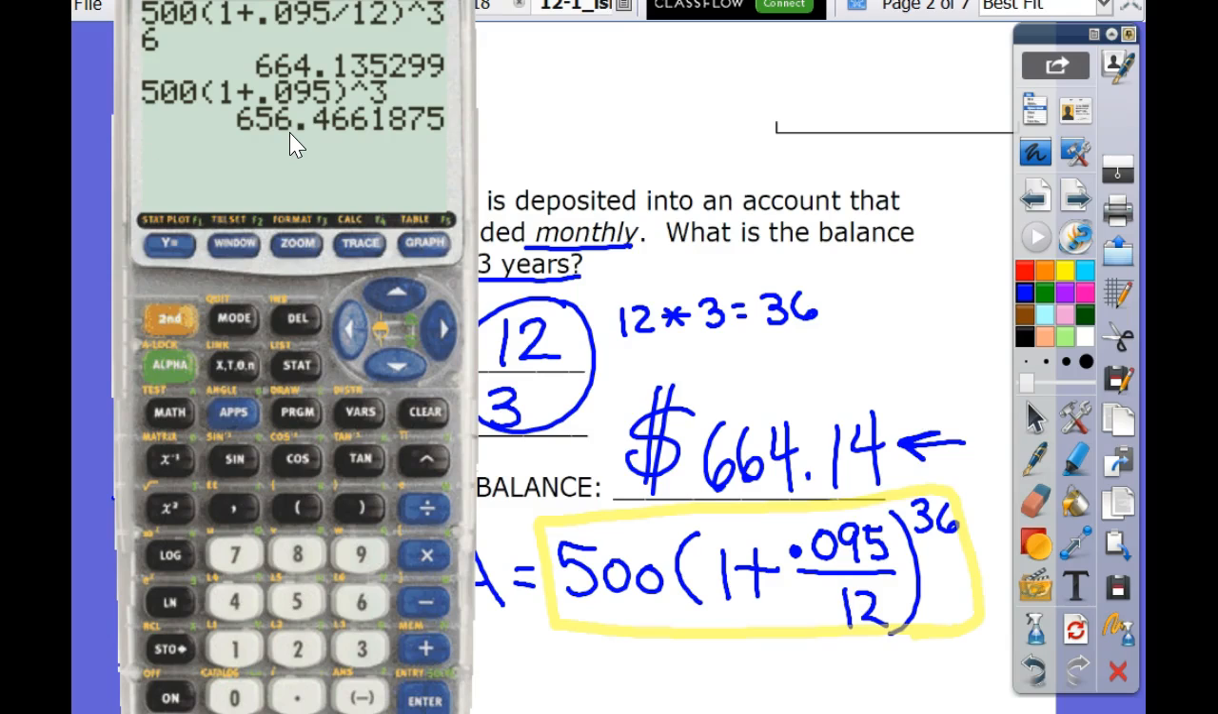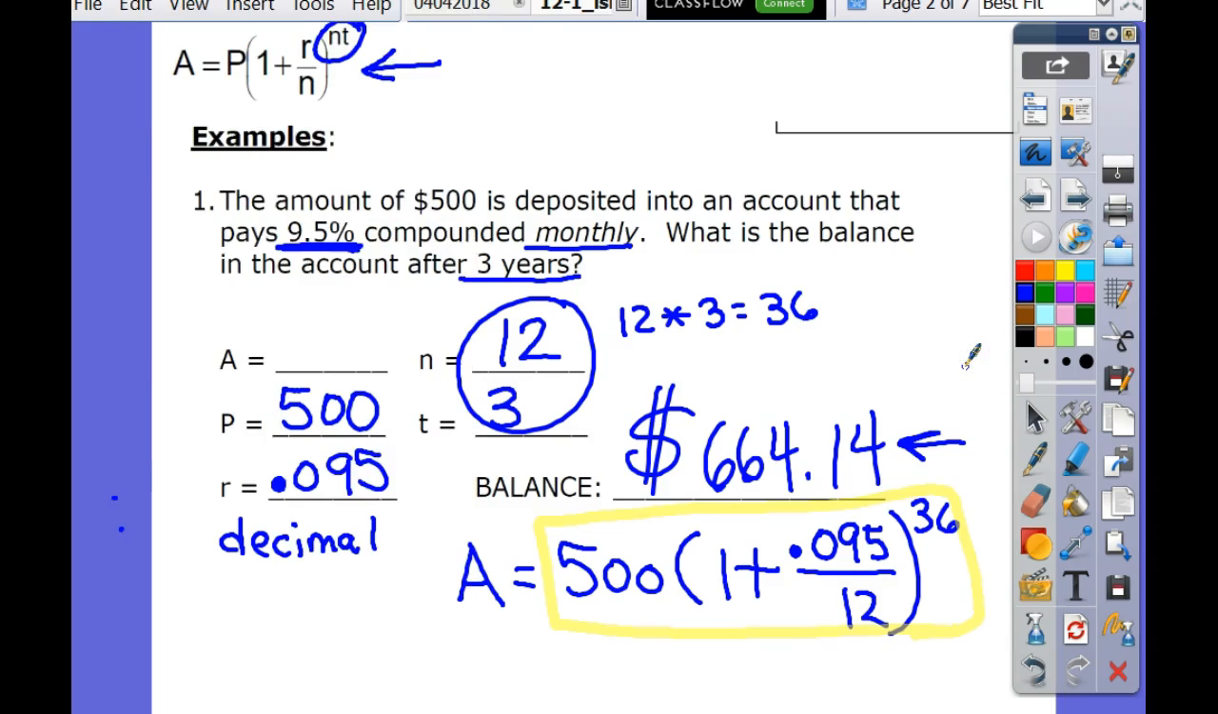Is it a whole lot of difference? Not if you only have $500. But if you had $5 million, would it start making a big difference? Yeah. And so, you know, it's kind of important depending on how much money you have.